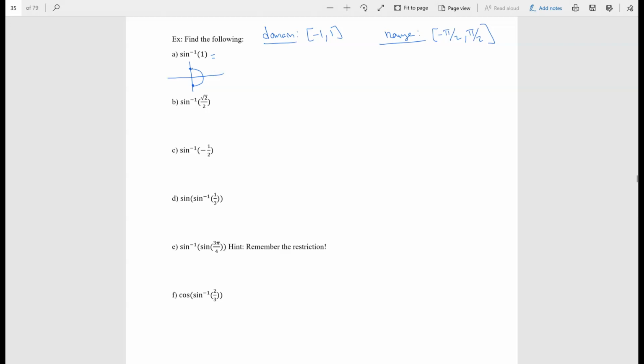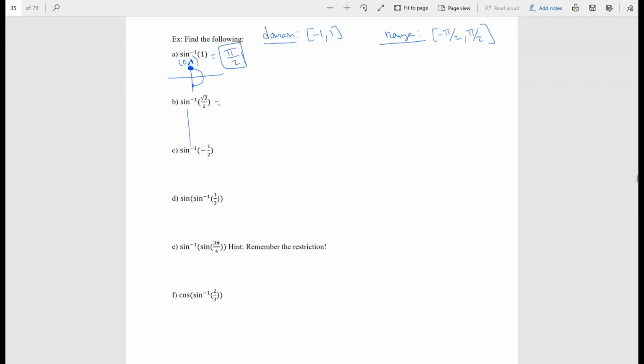Okay, so if you think of the unit circle and if you think of our restriction, in this particular restriction, where exactly do we have sine being 1? Well, sine is 1 up here. Sine is the y value, so what angle corresponds with this particular point? Well, that's just π/2. A way that you can do it is you can put it in your calculator and you see π/2 as well.